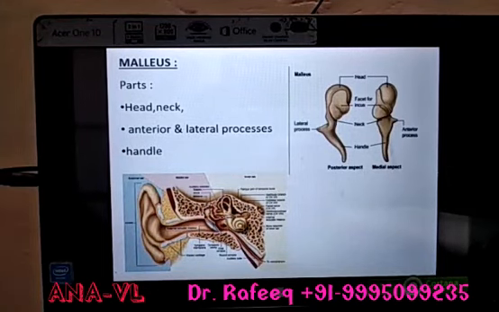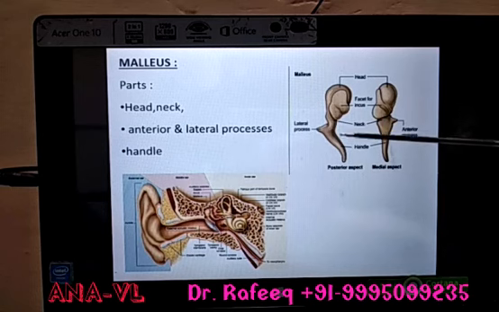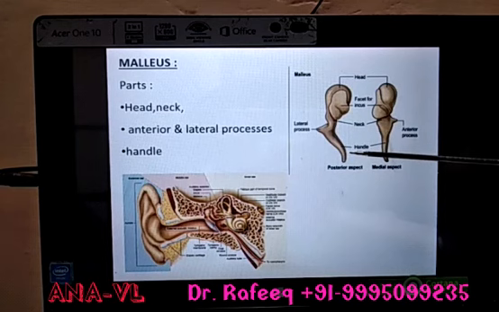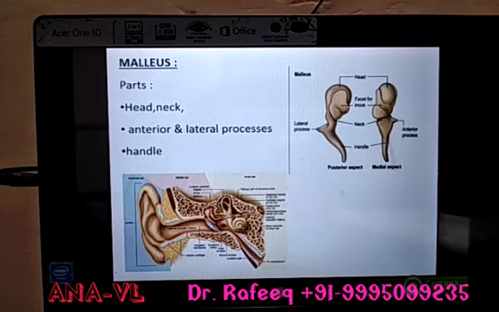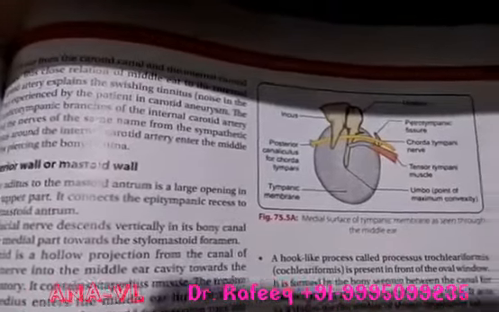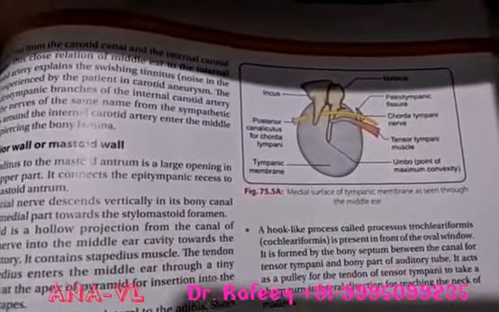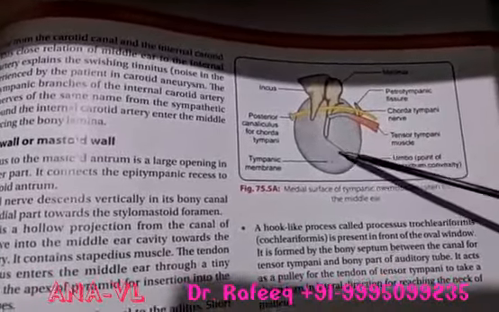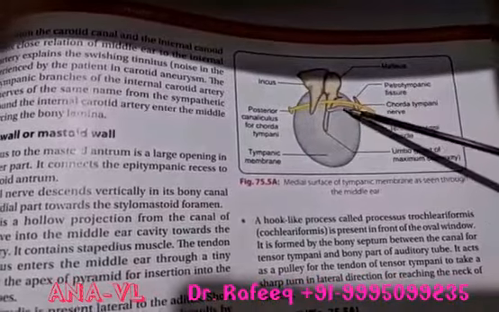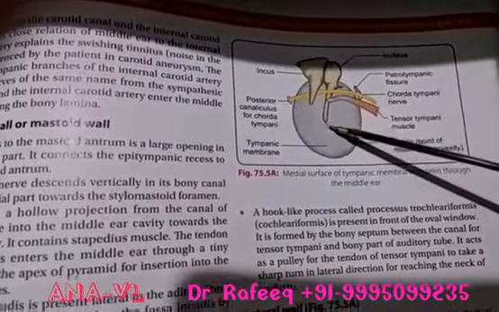Next we will explain about the handle. The handle of the malleus is directed downwards, backwards and medially. So this is the handle. This is directed downwards, backwards and medially. And this handle is attached to the tympanic membrane. I will show you another diagram. Again, in this diagram, it is very clear that this part is called the handle of the malleus. This handle of the malleus is attached to the tympanic membrane, especially to the upper part of the tympanic membrane.